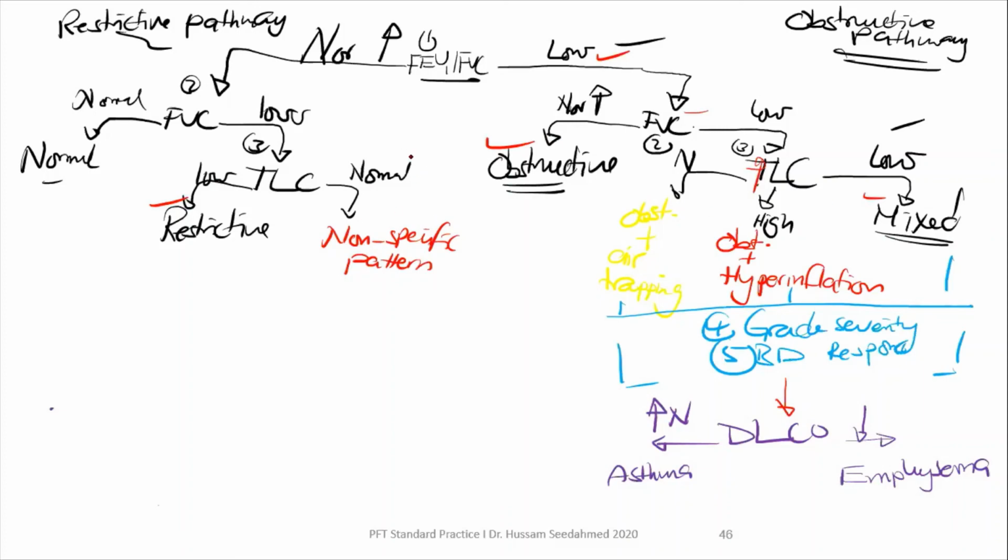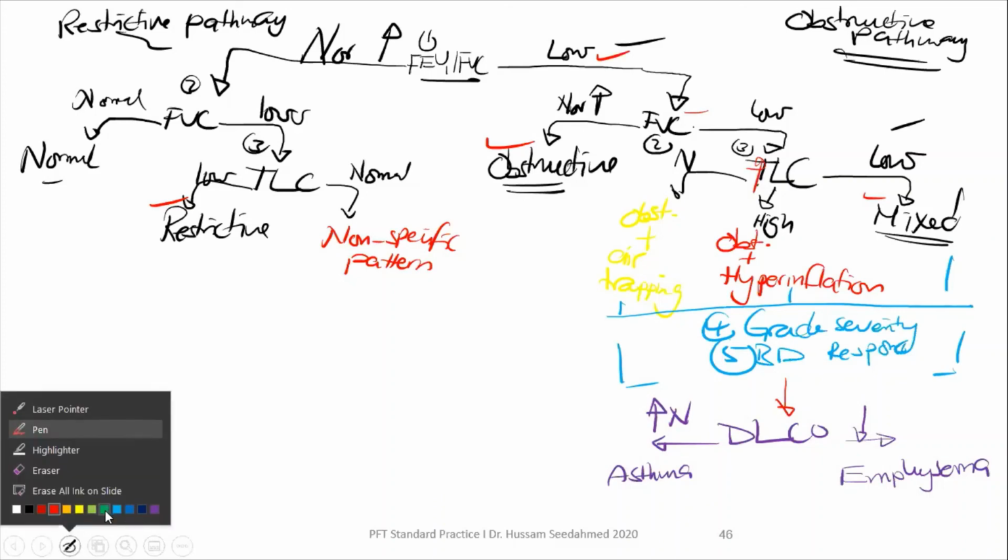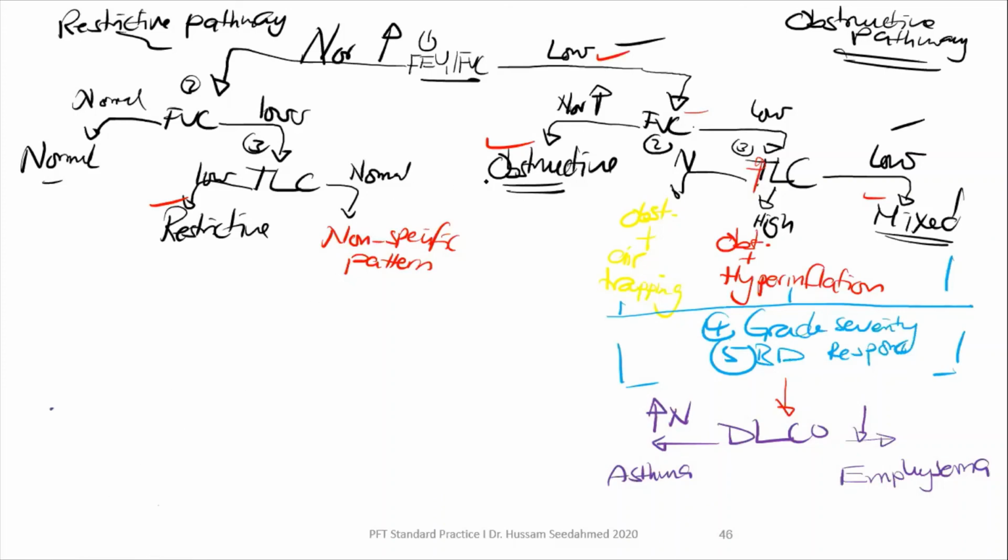ده إنه البيشنت بيكون الريشيو بتاعه normal or high وال TLC بتاعه normal لكن ال FVC هو الحاجة الوحيدة الناقصة. The FVC is low. طيب so what you are going to do for this non-specific pattern? Usually you need to check for airway resistance اللي بنعمل الرو. You need to check for the airway resistance.